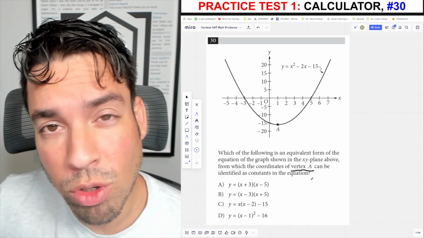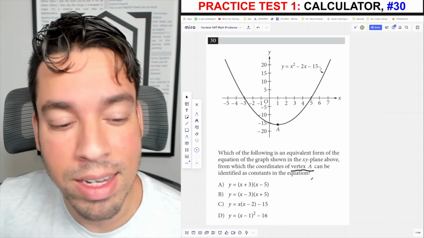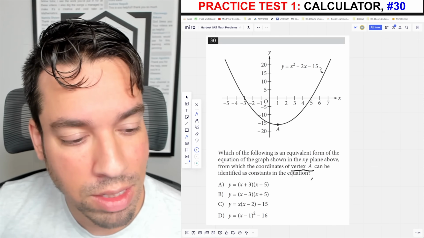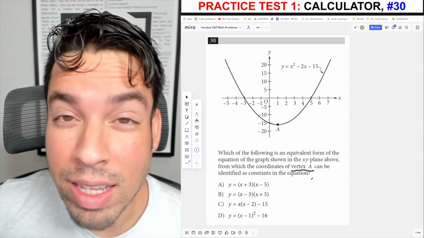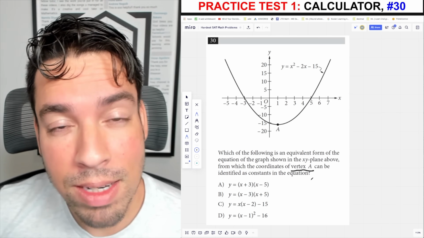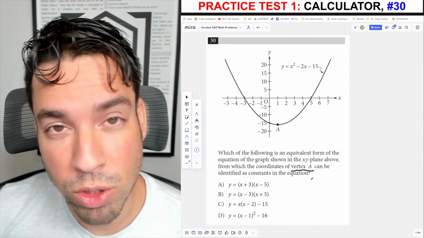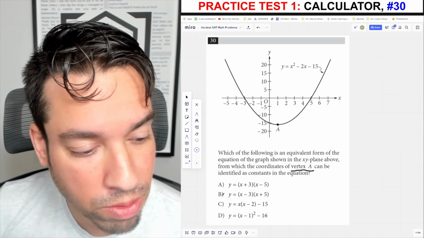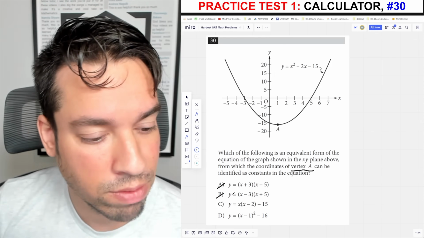So before we answer a question like this, we have to understand, what are they asking? What do they mean that the vertex is identified as constants? When they say something like this, they mean this has to be in vertex form, not in intercept form as A and B are, but in vertex form.